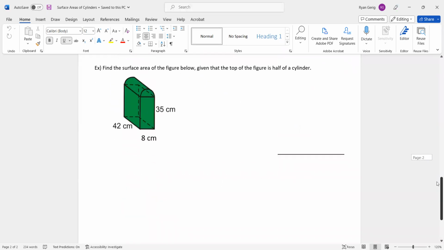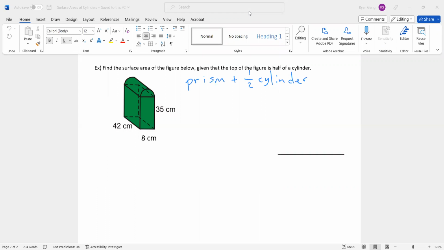Next one, more challenging. So, what is this? This is the first example of this that we've dealt with in the notes. So I'm going to show you what I recommend you do. I see that I've got a rectangular prism on the bottom and a half cylinder on top. Okay, so I've got a prism plus a half cylinder.